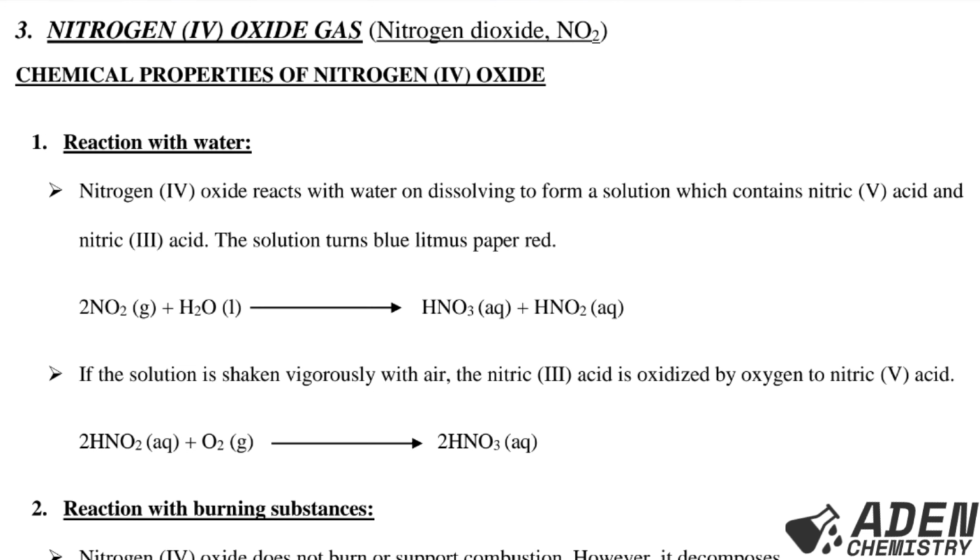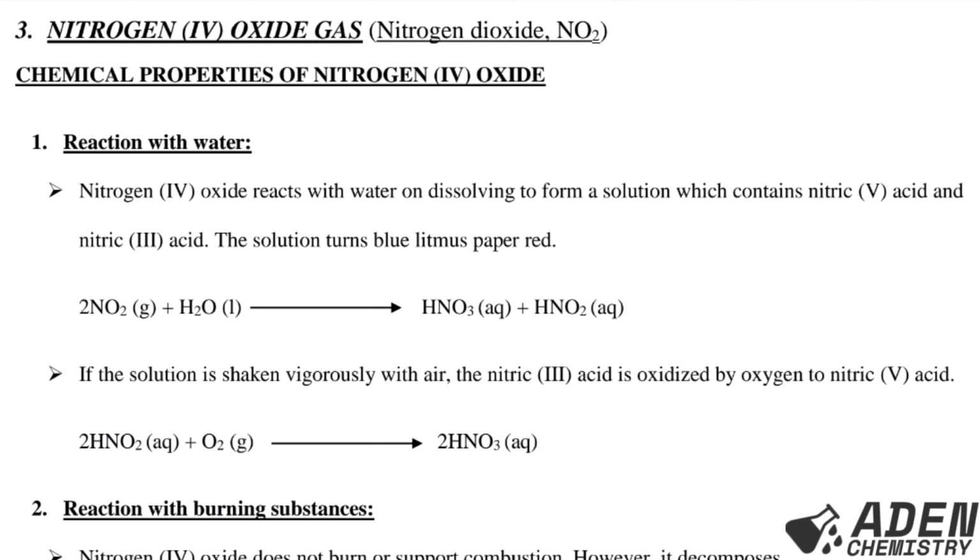To start the first part of our class, that is chemical properties of nitrogen peroxide gas, we are going to start with number 1, reaction of nitrogen peroxide gas with water. Nitrogen peroxide reacts with water on dissolving to form a solution which contains nitric 5 acid and nitric 3 acid. The solution turns blue litmus paper red.